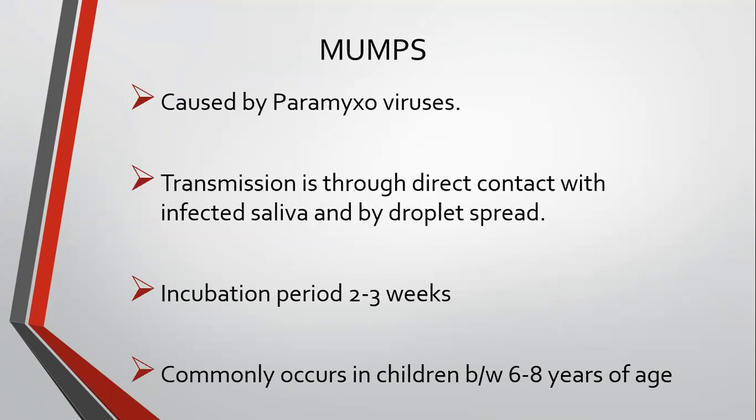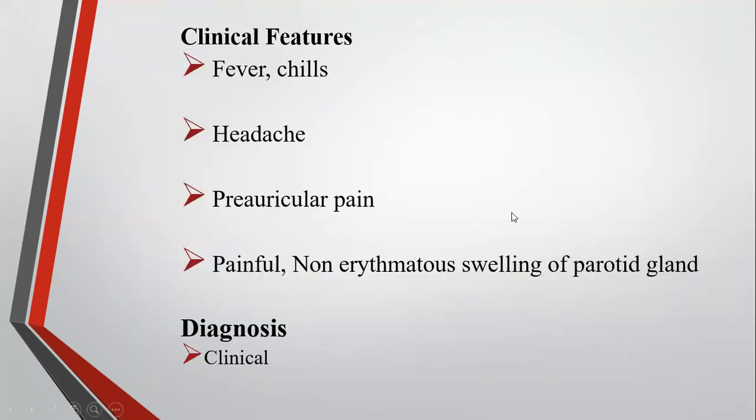Now, at which age does it commonly occur? It occurs more commonly in children between 6 and 8 years of age. Do remember this as well, because it can also come in the exam. Now, this is a clinical presentation of viral sialadenitis, mumps. The picture is not very clear, sorry for that.